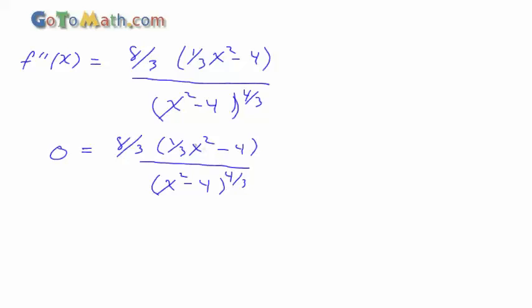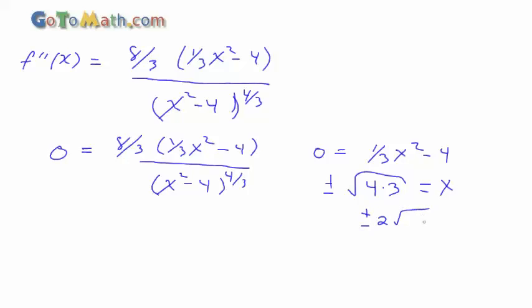Alright, so what makes the numerator 0? In other words, we want to set that part equal to 0 and solve for x. We end up with 4 times 3, and then the square root of that, plus or minus x. So that ends up being plus or minus 2 square roots of 3. I think it's a whole lot easier doing it this way, isn't it?